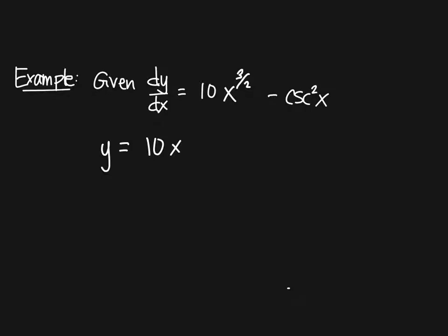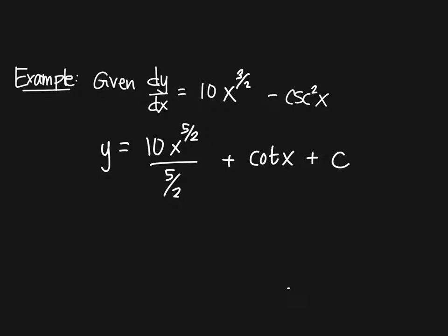10x to the, all right, increase that power, so how high does it go? 5 over 2. And divide by the value of that new power. So you're dividing by 5 over 2. And we'll clean that up. We'll simplify and reduce. All right, what about the antiderivative of the negative cosecant squared of x? Plus cotangent of x, and then also plus c. So we want to simplify that and clean that up.